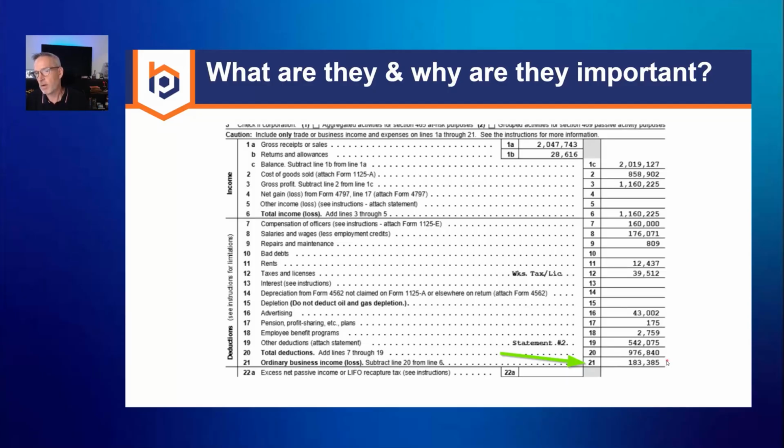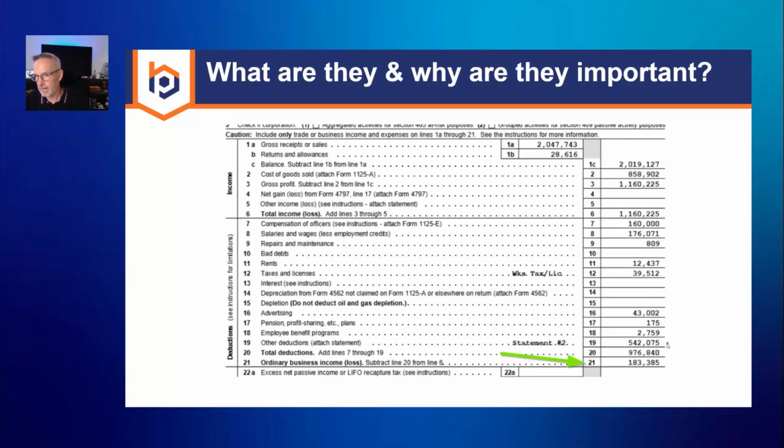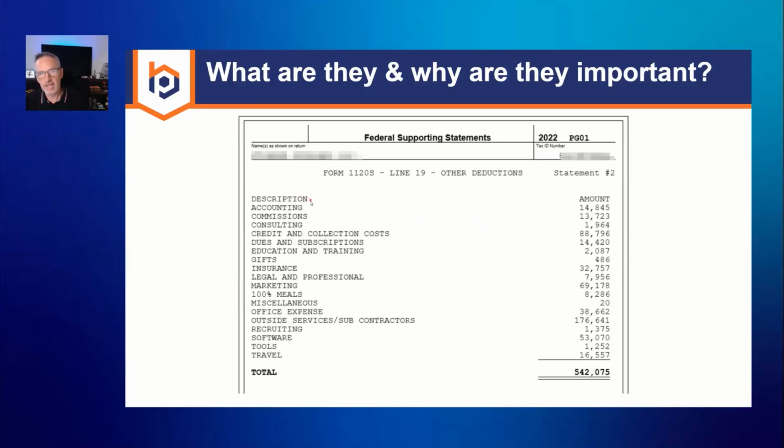Now, some people say, well, no, debts are written off before the 183. Well, here's all the things you can write off. And then I have had people say, well, it's in the other deductions. All right, well, this is a live version, 542,075, which is right there, right? So let's see if any debts are in here. Commissions, consulting, credit and collection costs, 88,000. That's trying to get people to pay you back. Dues, subscriptions, gifts, right? So there's no debt allowed in there.